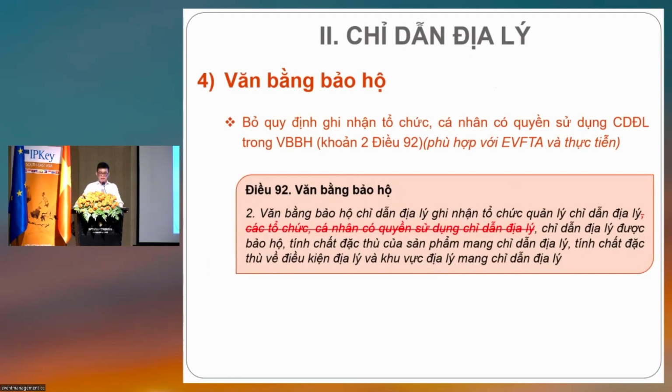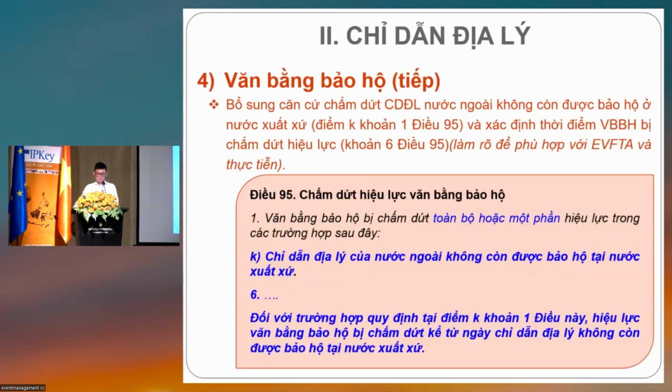Number four, to ensure the relevance with EVFTA and practice, the contents written on the protection certificate don't need to record the individuals and organizations which have that GI anymore. So specifically, this is it.